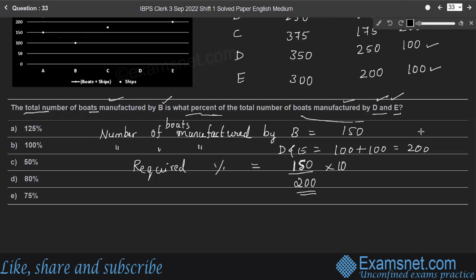Therefore, for 100, it is 75%. That means number of boats manufactured by B is 75% of boats manufactured by D and E, right? Therefore, option E is the right answer.